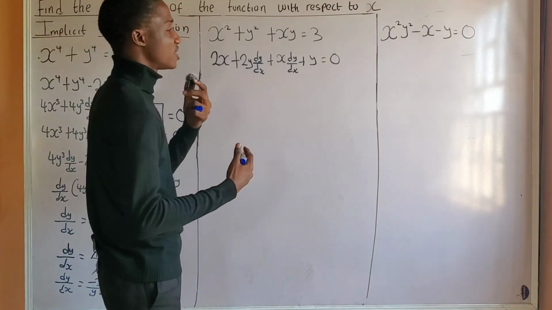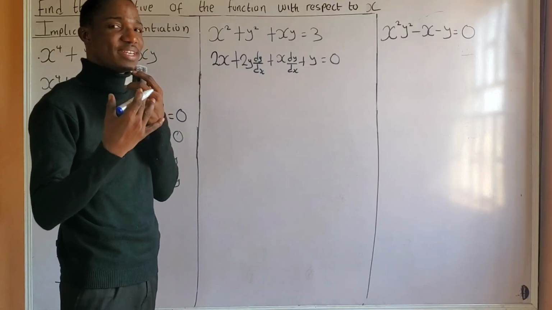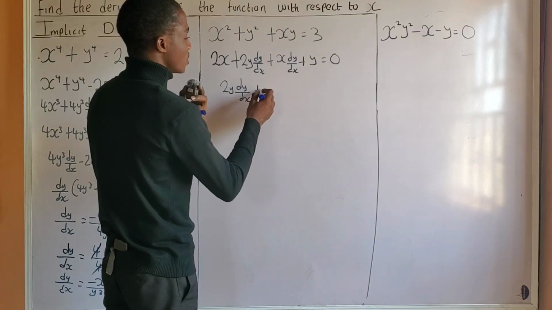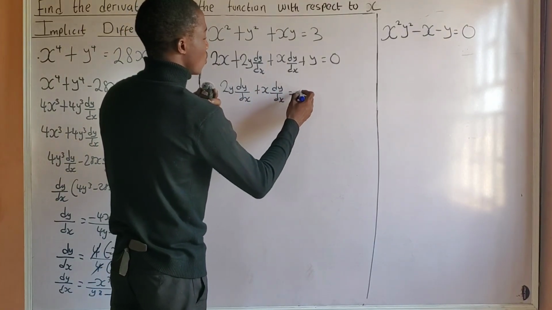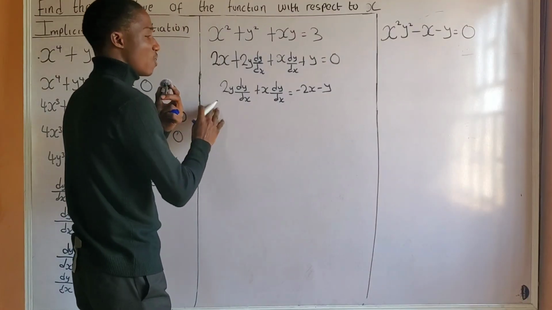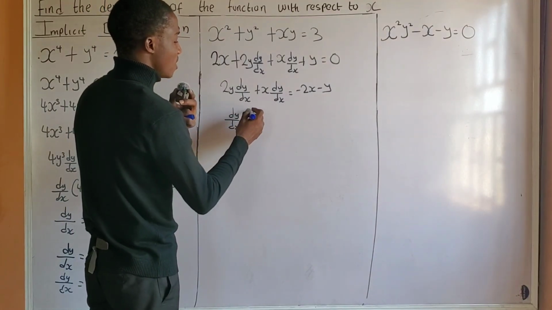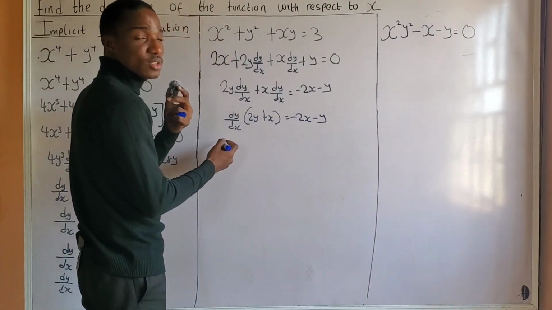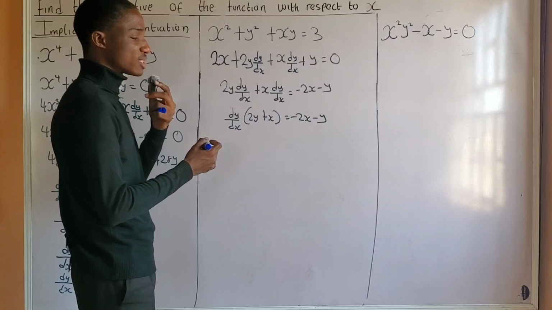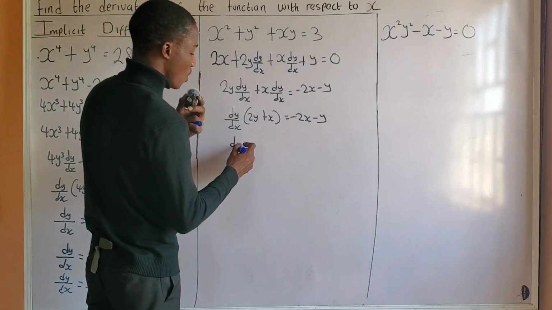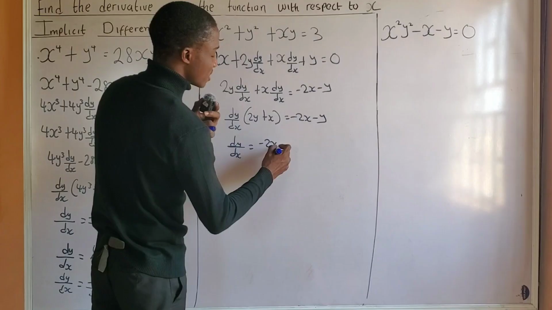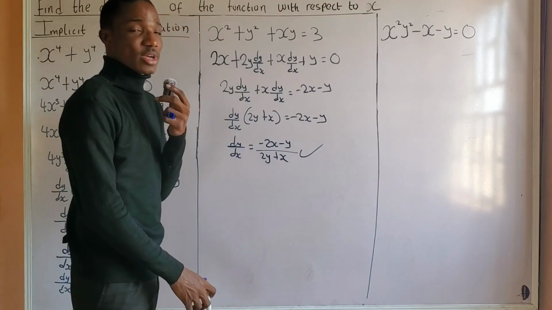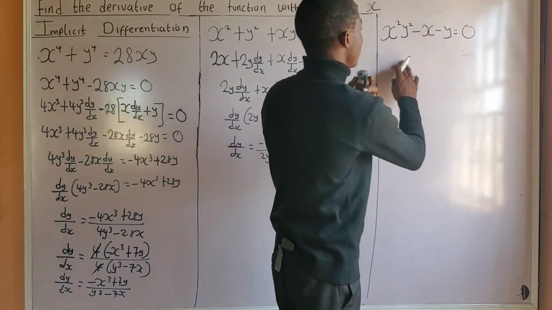Okay, now the next step is that you have to separate the term that is attached to dy/dx. Do you understand? So for this, I'm going to have 2y dy/dx plus x dy/dx equals to negative 2x negative y. Okay, now factorize. I'm going to have dy/dx multiplied by 2y plus x equals to negative 2x negative y. To get the value of dy/dx, what do we do? Divide both sides by 2y plus x. So dy/dx is equals to negative 2x minus y all over 2y plus x, which is the final answer.